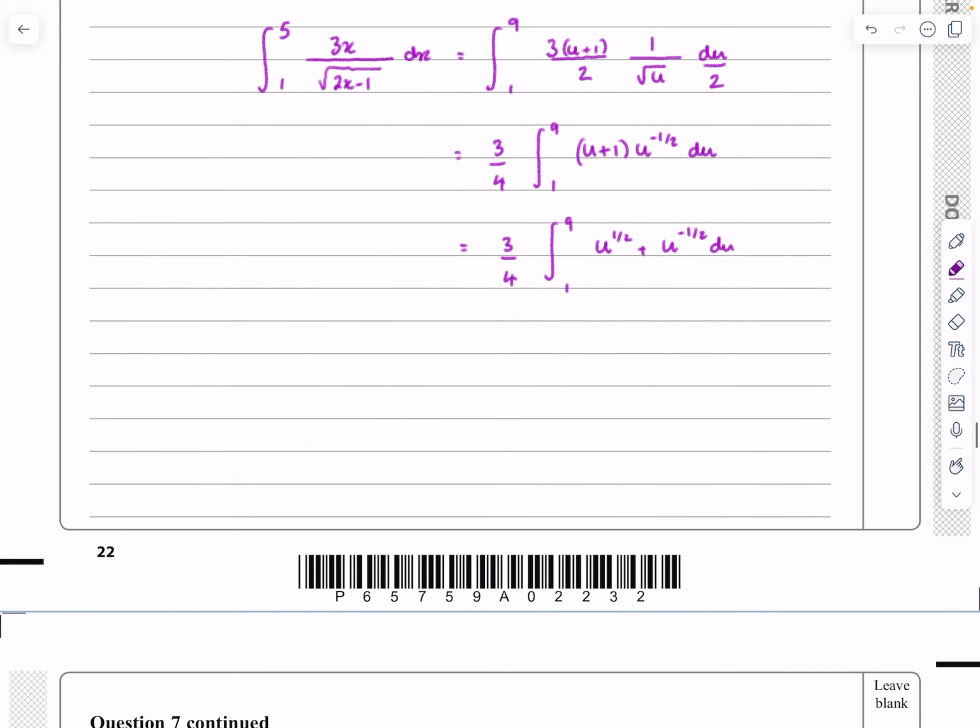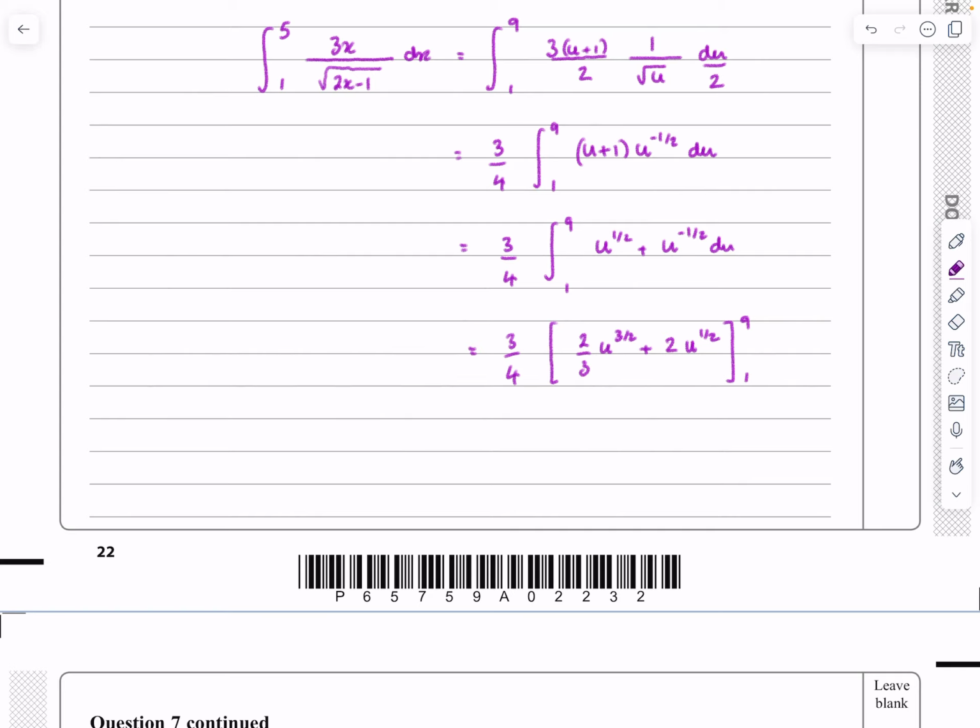Okay, so when I integrate that, add 1 onto the power, divide by the new power, is going to give me 2/3 u to the 3 over 2. Power will be u to the 3 over 2. Dividing by 3 over 2 is the same as multiplying by 2/3. I shouldn't really need to explain any of that to you. Same idea with the next one. Adding 1 onto the power is going to give me u to the half, and dividing by a half is the same as timesing by 2. All between 9 and 1.